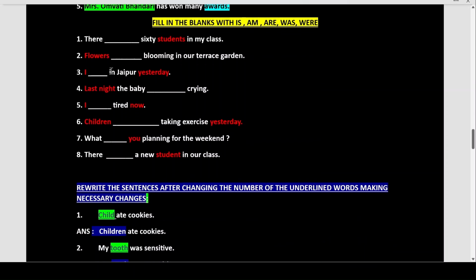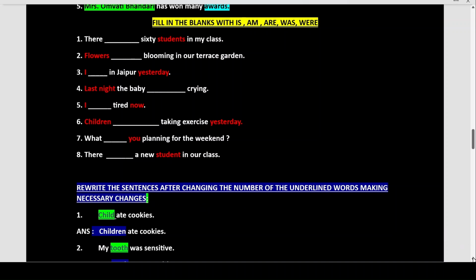So for this particular exercise, fill in the blanks with is, am, are, was, were. I will link two videos. Please refer to it for more clearer understanding of your concepts. Rewrite the sentences after changing the number of the underlined words, making necessary changes.